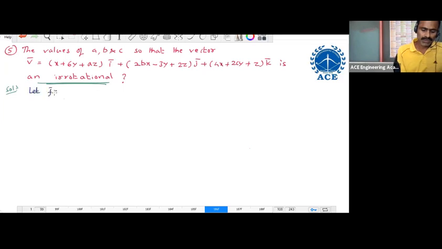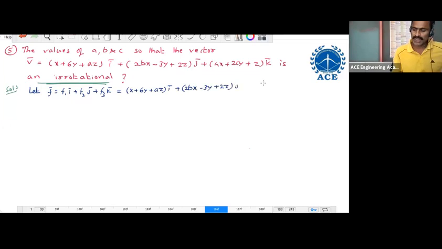Let f bar equal to f1 i bar plus f2 j bar plus f3 k bar. I'm taking the V bar as (x plus 6y plus az) i bar plus (2bx minus 3y plus 2z) j bar plus (4x plus 2cy plus z) k bar. It is already given that it is irrotational, so consider del cross f bar equal to 0 bar for irrotational.